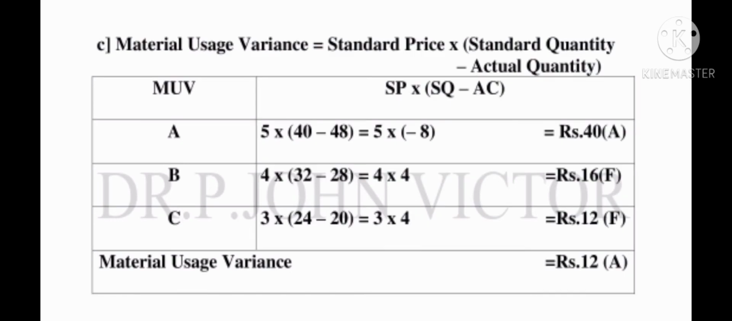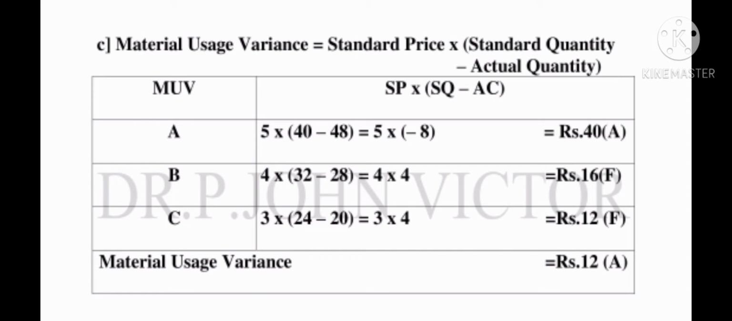Okay, then let me go to the material usage variance. The formula for material usage variance is standard price into standard quantity minus actual quantity. So that's what is given as the abbreviation, MUV, material usage variance. Then SP, standard price, into SQ, standard quantity, minus AQ, actual quantity.